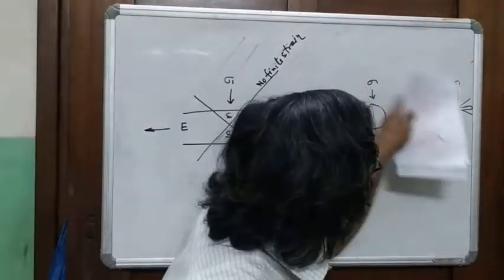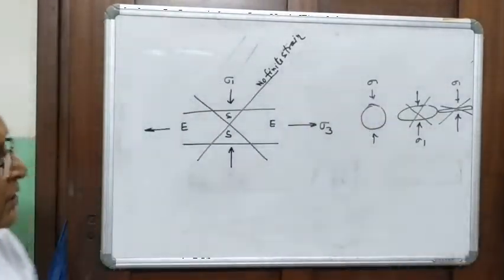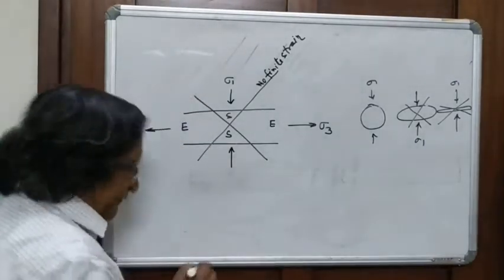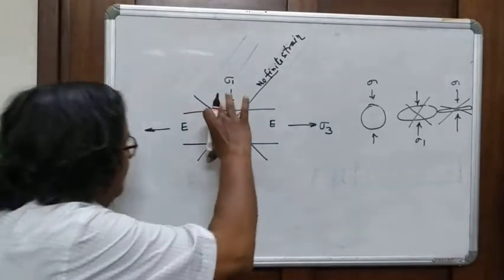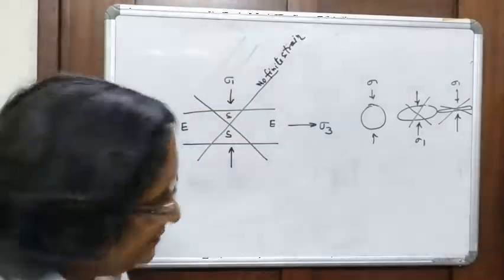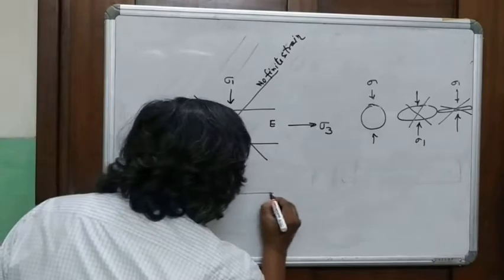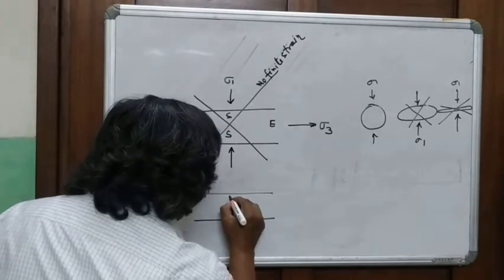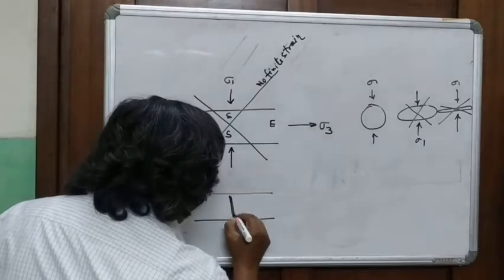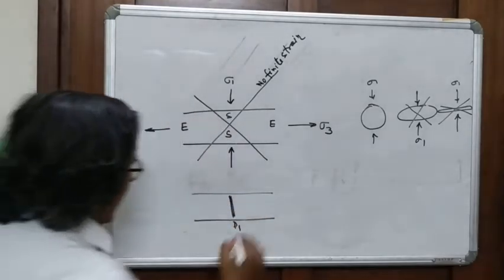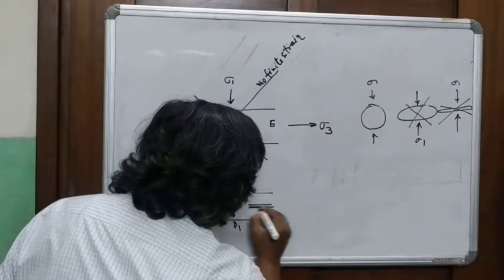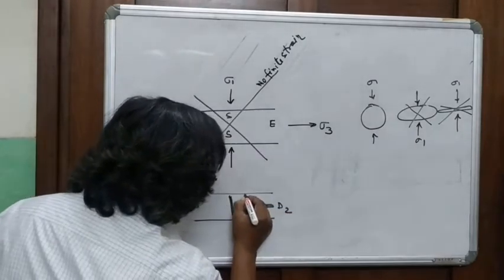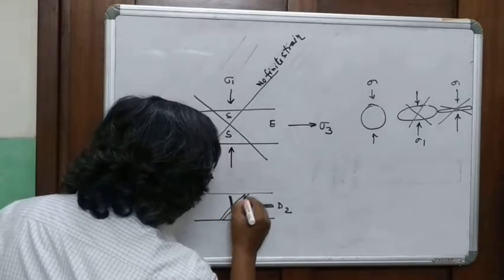But before we go into this type of progressive deformation, let us look at here. Say, for example, before this strain was applied, let's say there was a dike like this, say D1, and a dike like this, say a body like this is D2, and another body like this, say D3.